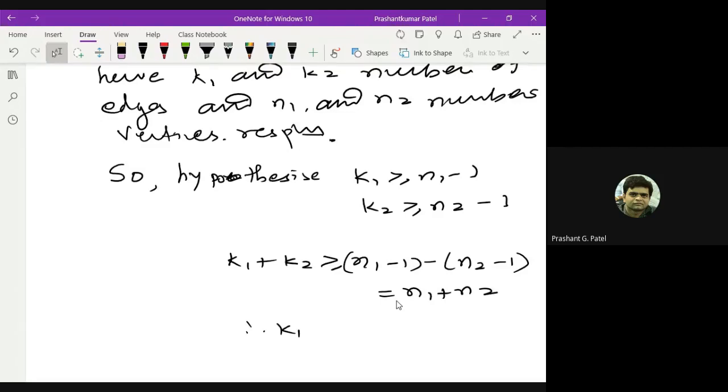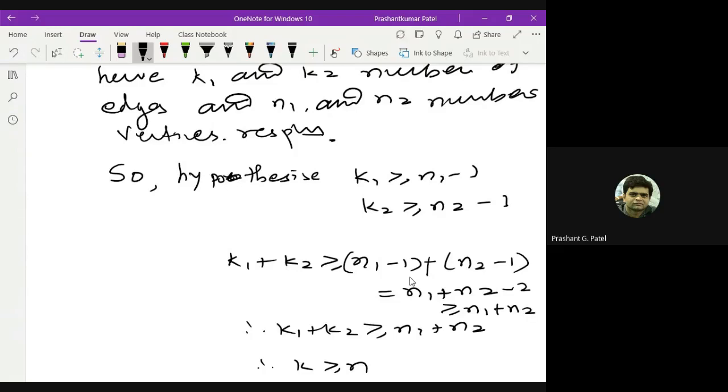So therefore we have k1 plus k2 is greater than or equal to n1 plus n2, but k1 plus k2 is nothing but the k, and n1 plus n2 is nothing but the n. So sorry, this will give you minus 2. But this is minus 2, so again n1 plus n2 minus 2 will be greater than or equal to n1 plus n2. That we can write, definitely we can write, because we are subtracting minus 2 from this.